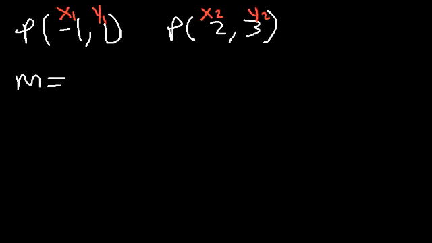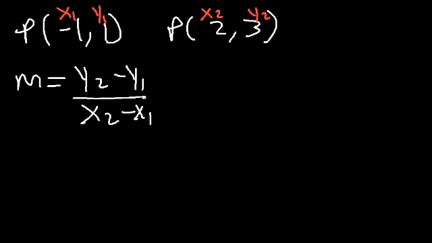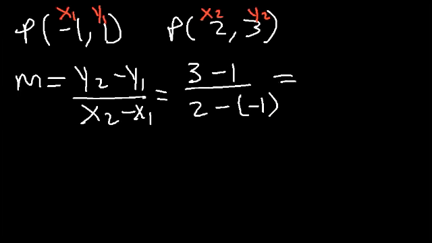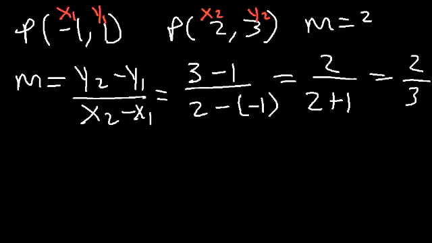So the slope is y2 minus y1 over x2 minus x1. So that's 3 minus 1 over 2 minus -1. 3 minus 1 is 2. 2 minus -1 is the same as 2 plus 1, and 2 plus 1 is 3. So therefore the slope is 2 over 3.